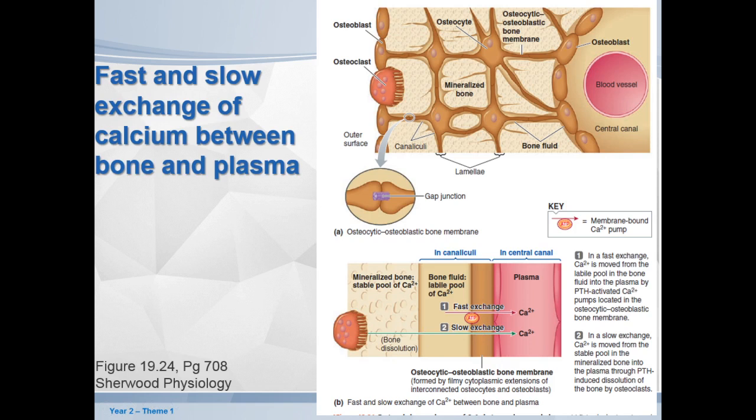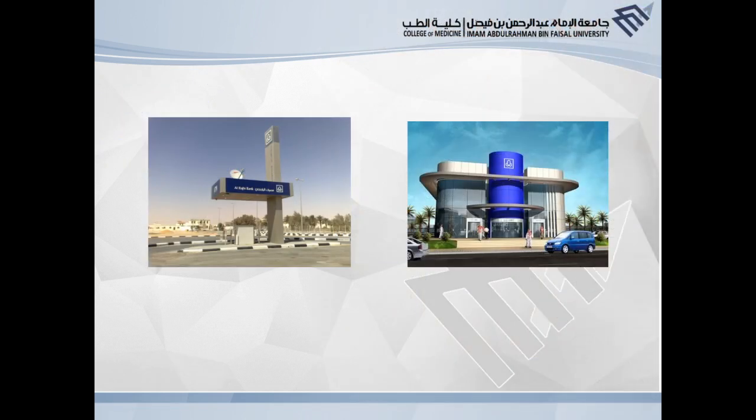It takes time. So on a minute to minute basis, whenever there is a drop in the plasma calcium levels, then through the fast exchange process, the parathyroid hormone will stimulate the calcium pumps and the calcium will be removed from the bone fluid into the blood plasma. But if the magnitude of hypocalcemia is bigger and the bone fluid is not sufficient to compensate for this, then the osteoclast cells are also activated and this leads to slow exchange of calcium. Both the fast exchange as well as the slow exchange are stimulated by parathyroid hormone.